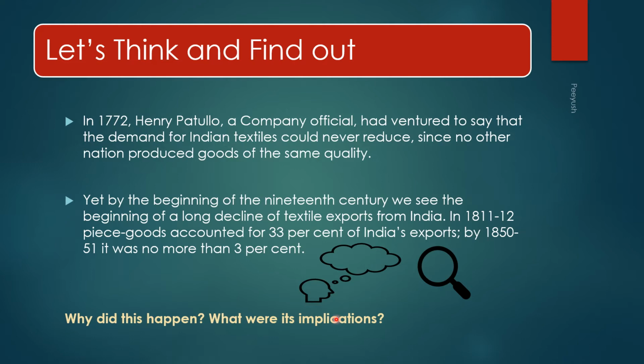What were its implications? On one hand, we see the statement of 1772, what Henry Patullo said, that the demand would never reduce because of the great quality of Indian products. On the other hand, if we see the data from the beginning of the 19th century, we were exporting nearly 33% of cotton piece goods, but by 1850-51, it was no more than 3%. So a great decline. Let's find out why and how this happened.